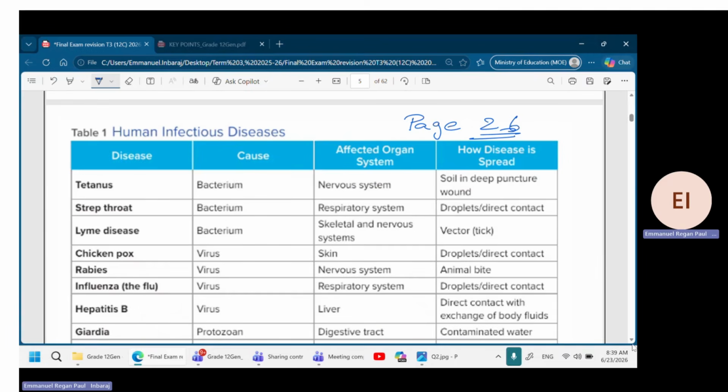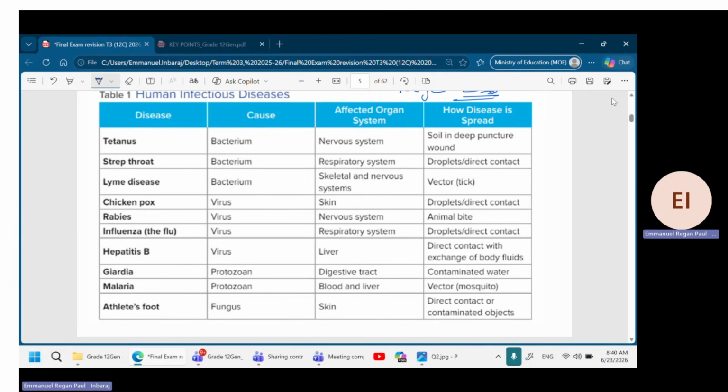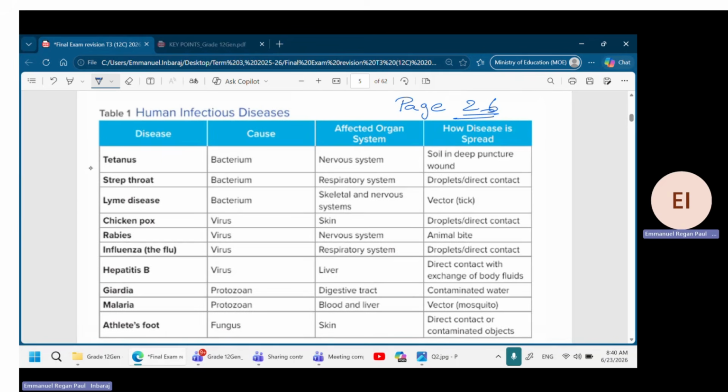Now let's move on. This is very, very important. You have many questions from here, I think two questions from this table. You need to study the name of the disease, the bacteria it causes, almost the entire table, and memorize the important concepts. There are three diseases caused by bacteria, four caused by viruses, two by protozoans, and one by a fungus. So what are the three diseases caused by bacteria?